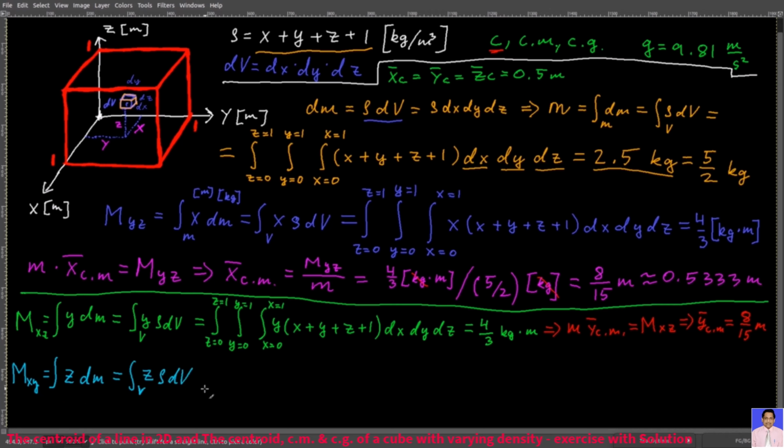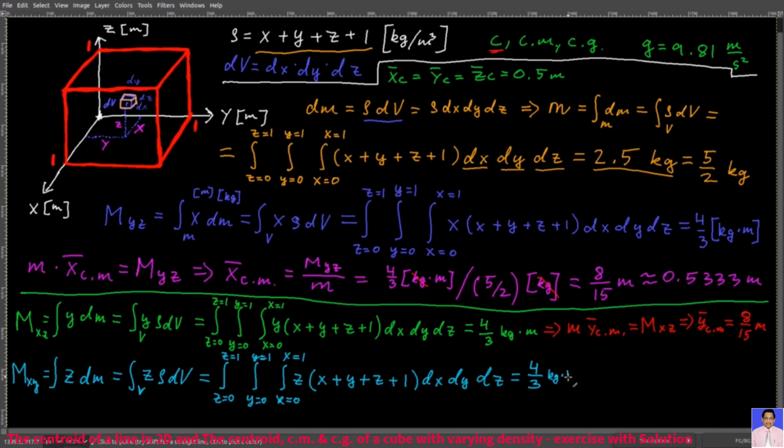Then we can rewrite it like this. In your triple integral, you will have z times the mass density times dx, dy, and dz. Essentially it's the same drill, and it will again give you 4/3 kilograms times meters. So you will have the mass of the cube times z bar cm, that's mxy, and then z bar cm is mxy over the mass of the cube, and that's also 8/15 meters. And there you go.